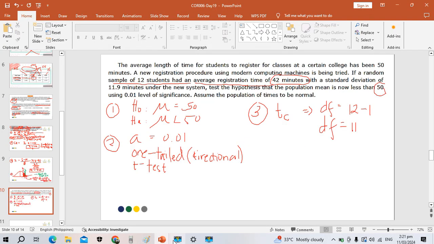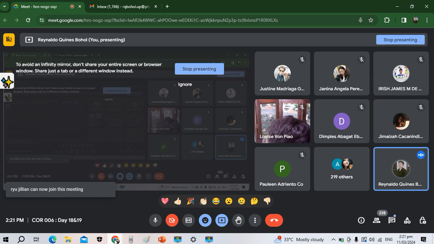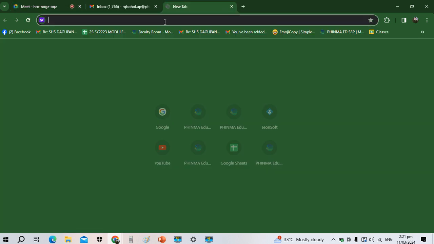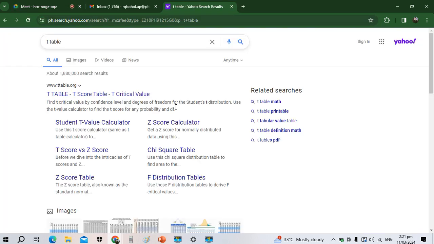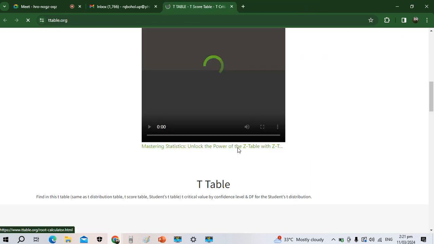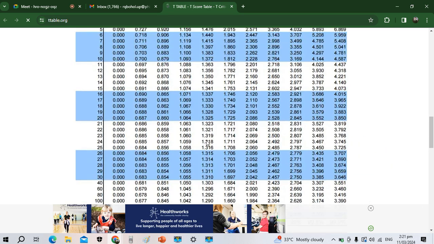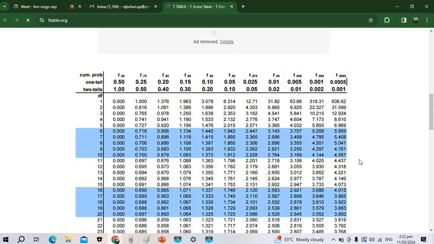Okay, I've downloaded it. Did you see it? Oh, no. I closed my Facebook. Let's just search it. T-table. Did you see it? There. Let's search the T-table. This is the T-table. And it's one-tailed, right, Bon? Is it one-tailed? Yes po.